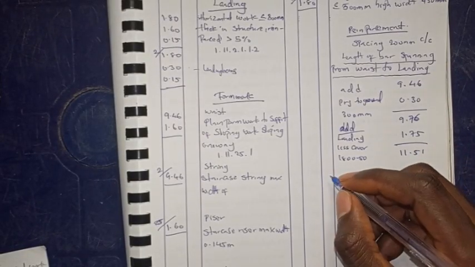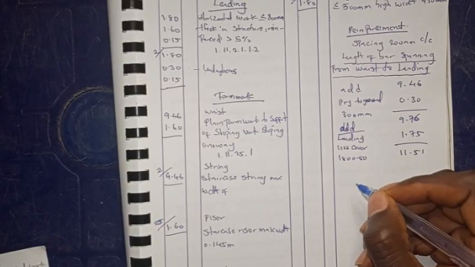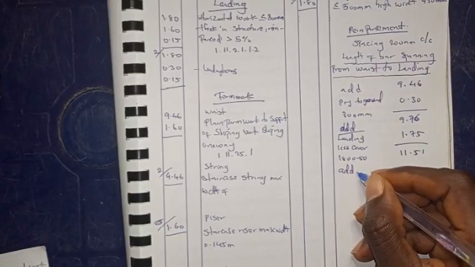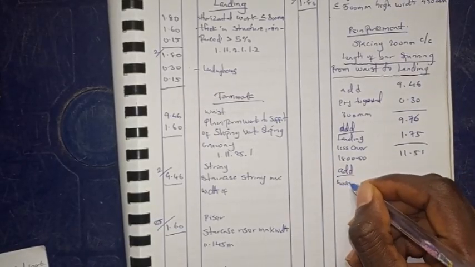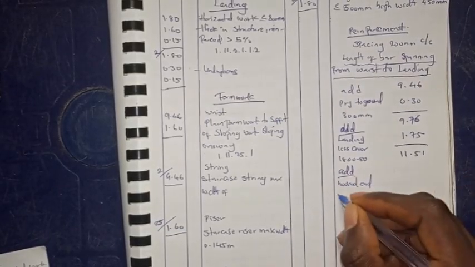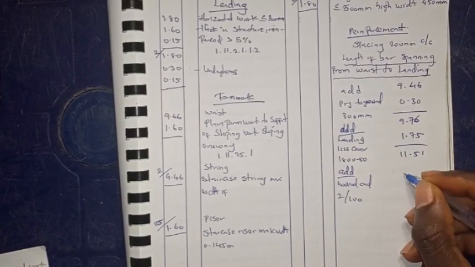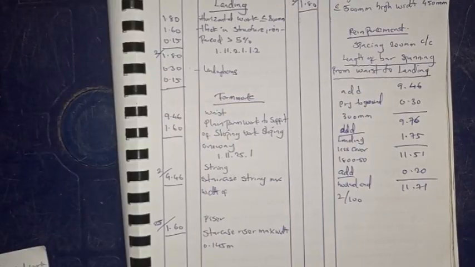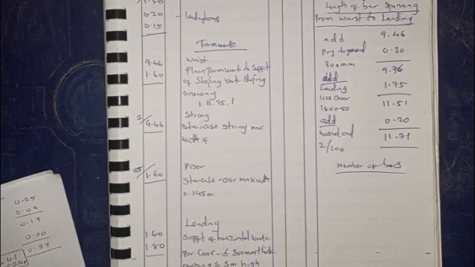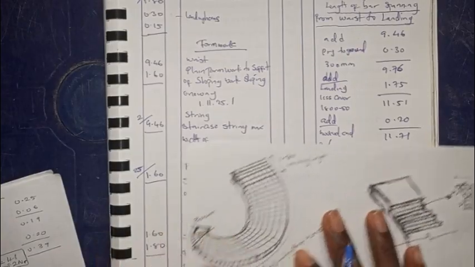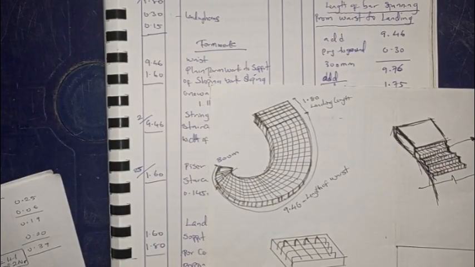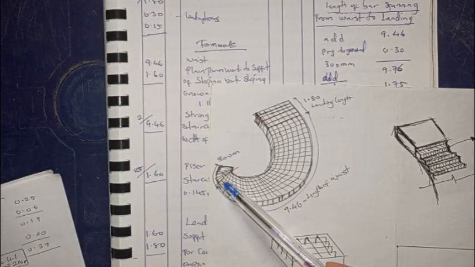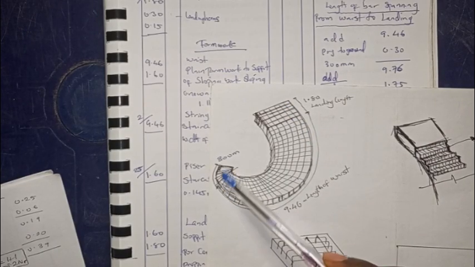So we're going to add hook end. It's going to be 2 by 100, adding that 0.20 to 11.71. So after getting the length, basically we've gotten the length for one single rod. It should be spanning from here down to this place.